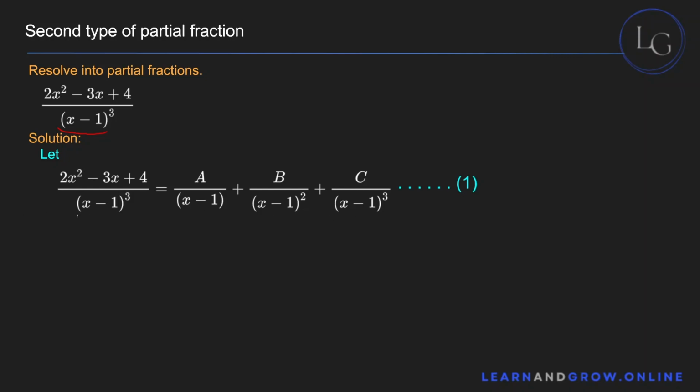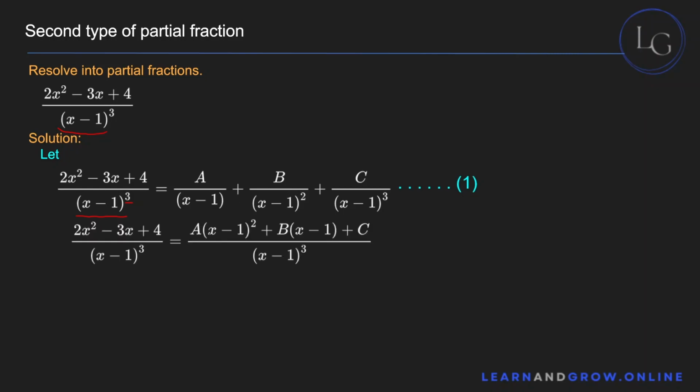So for example, this is x minus 1 whole cube. So the first partial fraction will be a over x minus 1 to the power 1. The second partial fraction will be b over x minus 1 to the power 2. And the third fraction will be c over x minus 1 whole to the power 3. And since that is the limit, this is where we'll stop. Now we have three partial fractions.